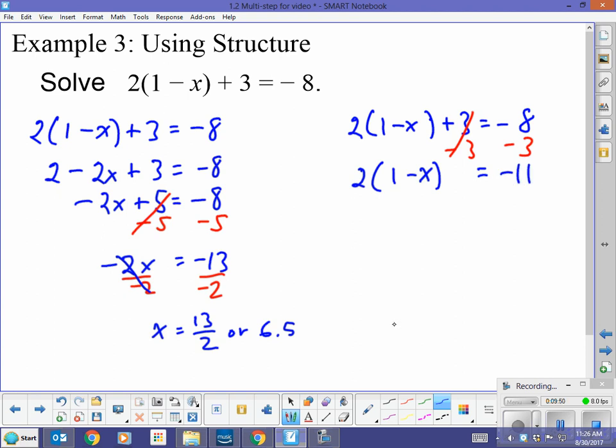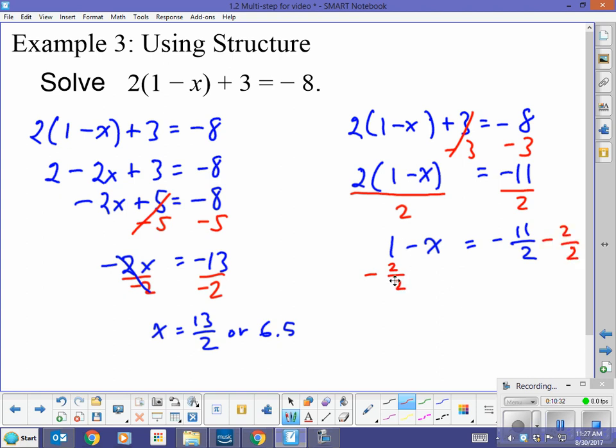And now what can I do? I can divide both sides by 2. So I'll have 1 minus x equals negative 11 halves. Typically, when I'm doing algebra, I like to leave it as improper fractions, because if you convert it to a mixed number, you can't really do math on it until you convert it back into an improper fraction. Okay, so I'm going to subtract 1 from both sides here, but since I have a denominator of 2, I'm going to think of this as subtracting 2 halves from both sides.